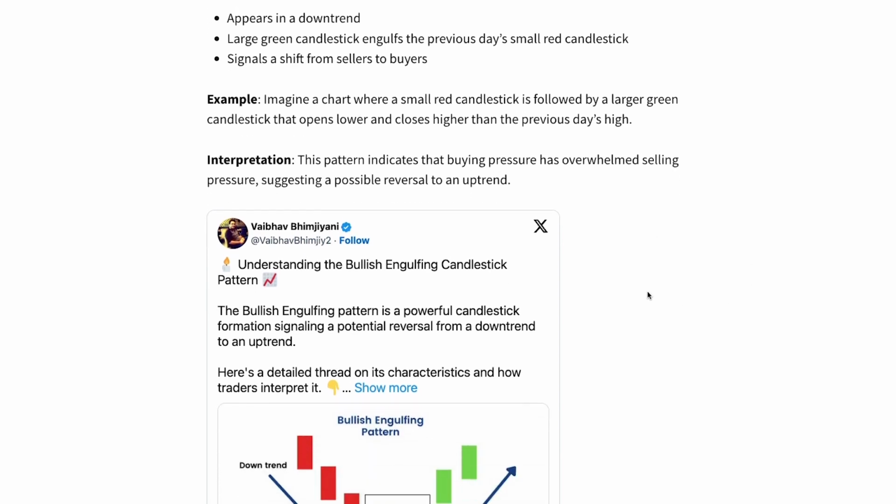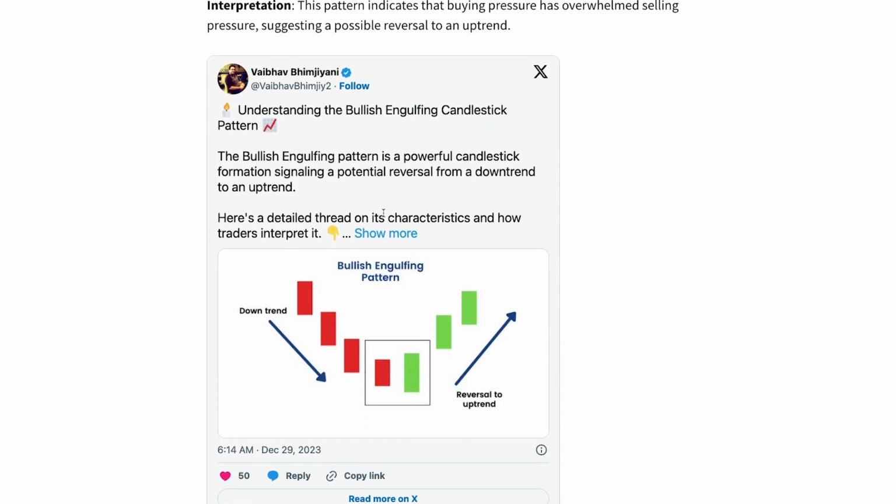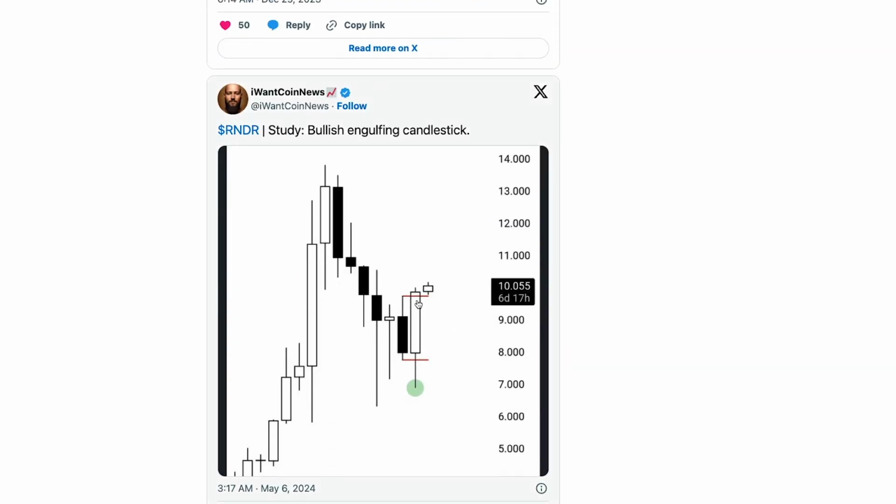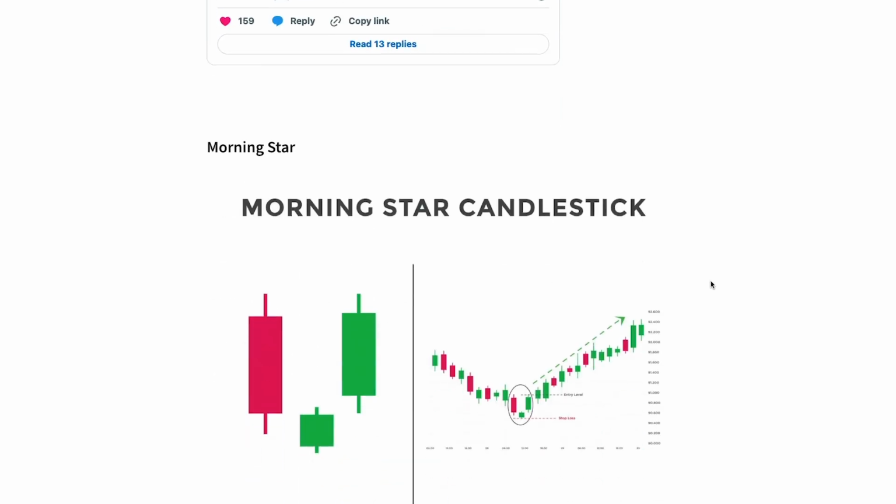And again, in this article, which you can find below this video, I've got some good posts from X, so you can click here and learn more about this particular pattern. I see some actual images from live charts from some of these people that are posting on X.